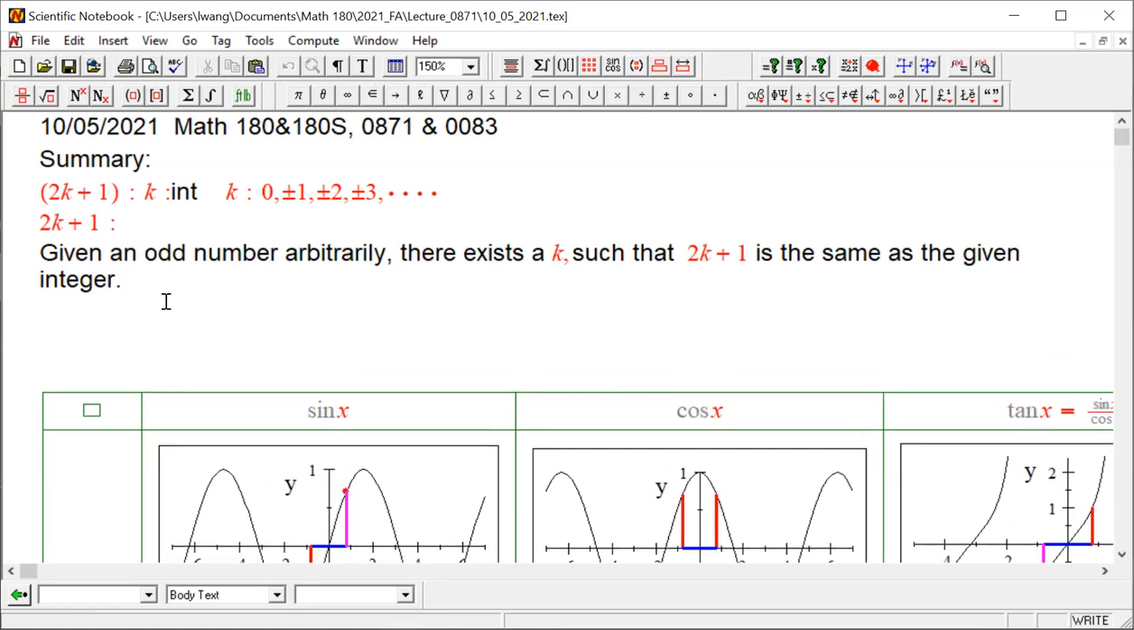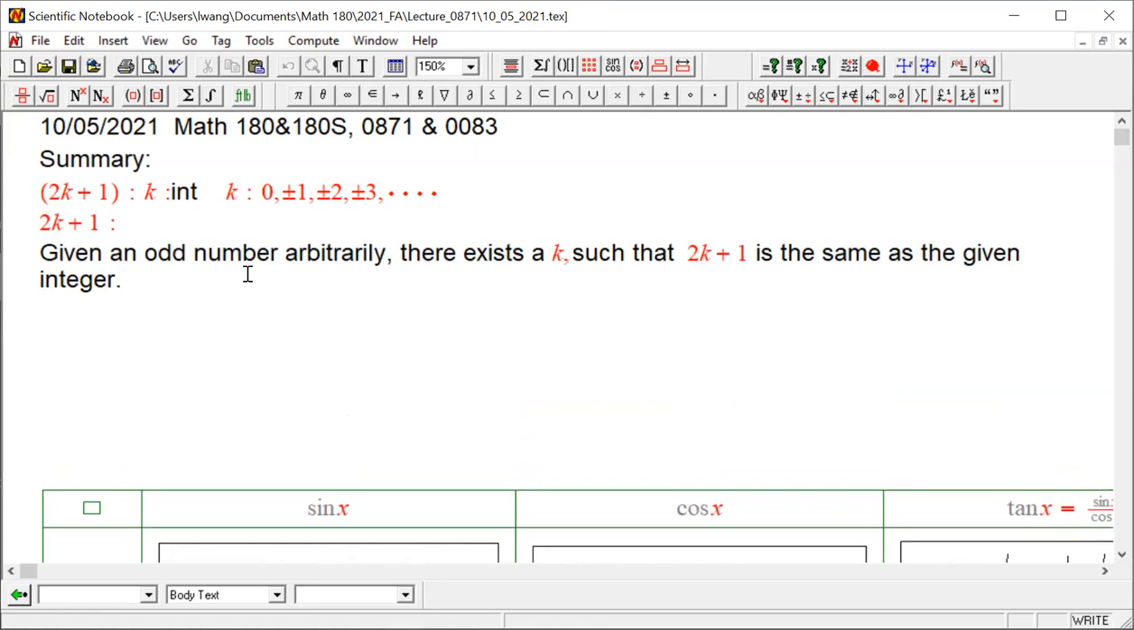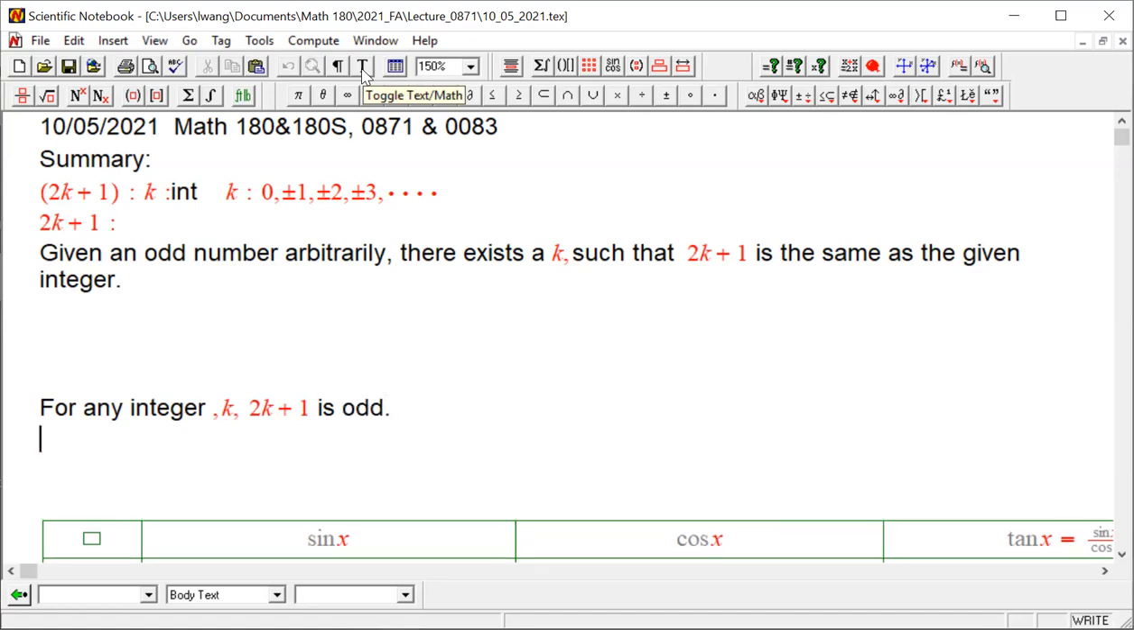The other side of the story is that for any integer k, 2k plus 1 is odd. So these are the two sides of the story. Now let's use some examples. I'm not trying to prove this. Let's just look at some examples.